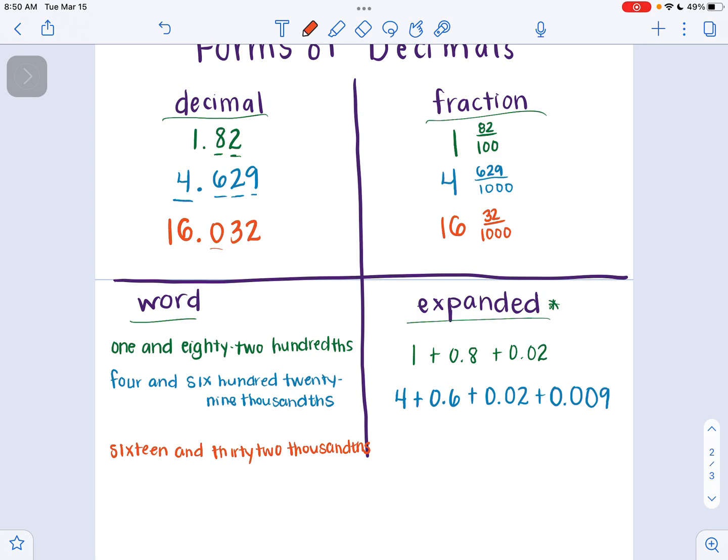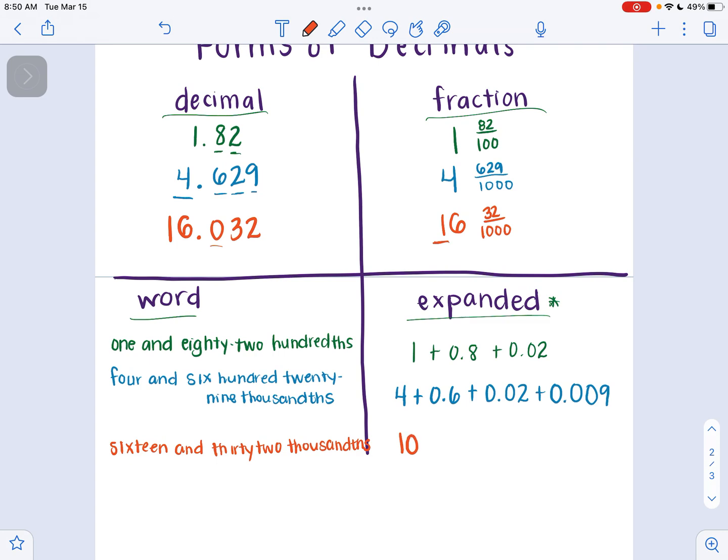And now for the expanded form, I've got 1 in the 10 spot, so I'm going to put 10. Then I'm going to look at the 1 spot, plus 6. But Mrs. Holly, I don't have anything in the 1 spot. That's okay, we're going to skip it. If I've got nothing there, I can move on to my hundredths spot. So I'm going to go 0 and 3 hundredths, plus 0 and 2 thousandths. Okay?